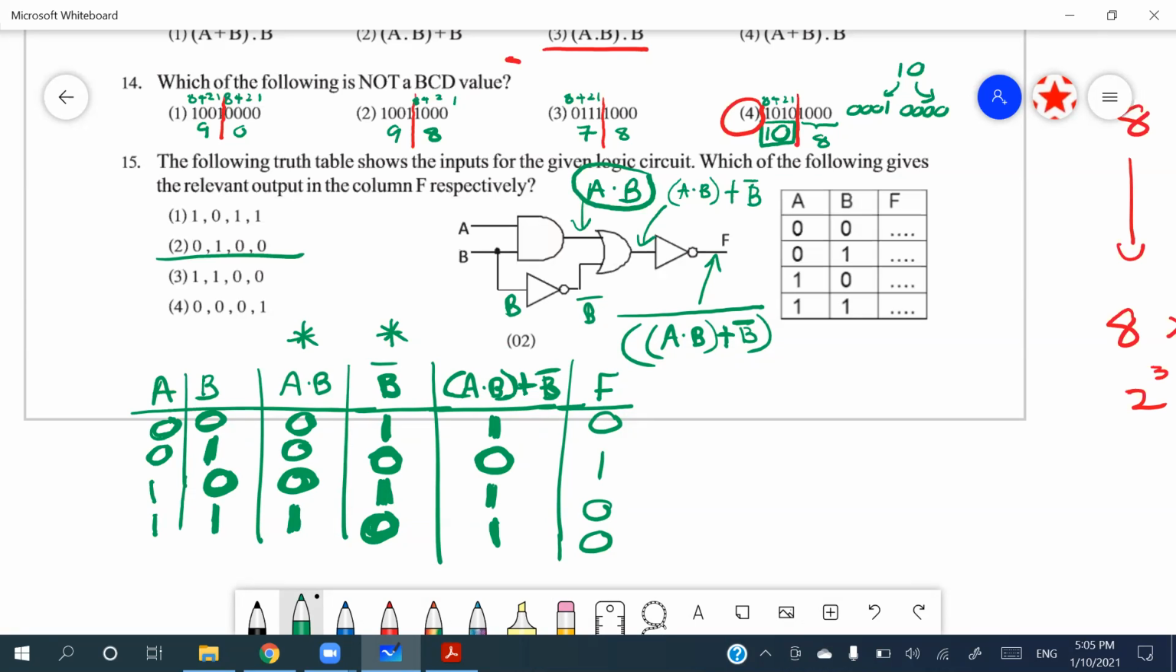Right? So to take the output, now it was this particular thing that we made. So we are flowing it through a NOT gate. So it will give you the F. So that means the values of this particular column will get flipped. So 1 becomes 0, 0 becomes 1, 1 becomes 0, and 1 becomes 0 again. Clear?